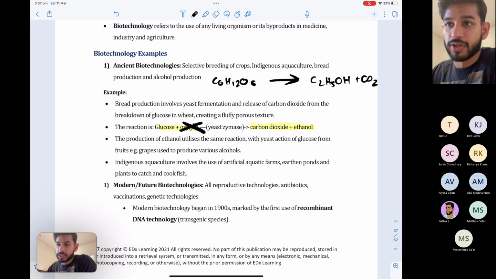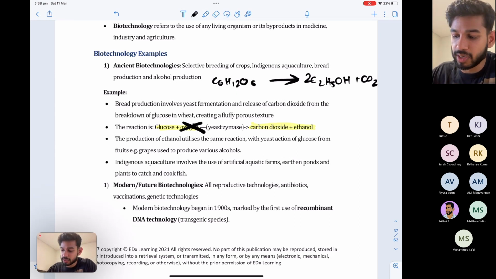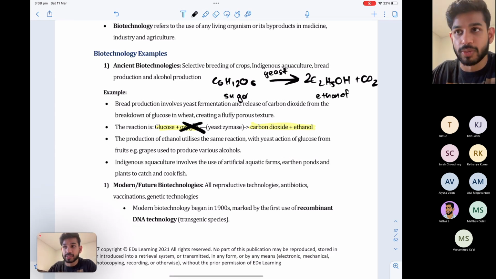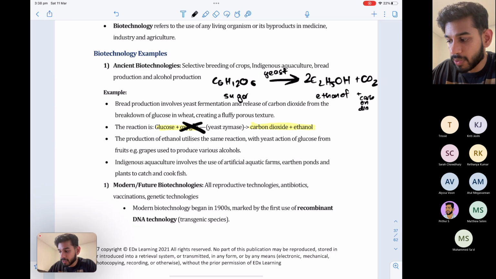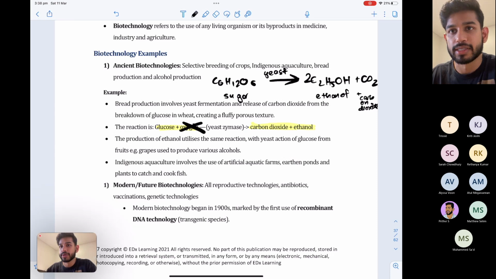No, not at all. It's just for those of you doing chemistry, you could kind of appreciate this. Those of you who don't do chemistry, as long as you can understand this is sugar, and yeast will act on the sugar or the glucose to make ethanol, which is the main constituent of alcohols, and it also makes carbon dioxide. Now, I'll tell you why the carbon dioxide is important as well.